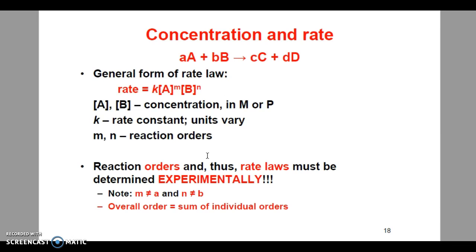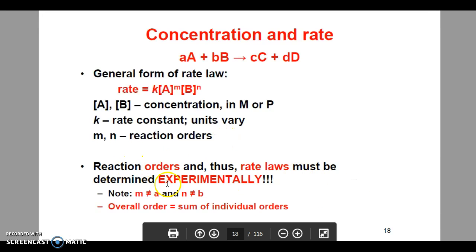Concentration and rate. The general form of a rate law can be expressed as rate is equal to k, A to the power m, B to the power n. Here A and B are concentration terms, k is the rate constant, and m and n are reaction orders. Reaction orders, and thus the rate law, must be determined experimentally. That is, we can say that order is an experimental quantity.